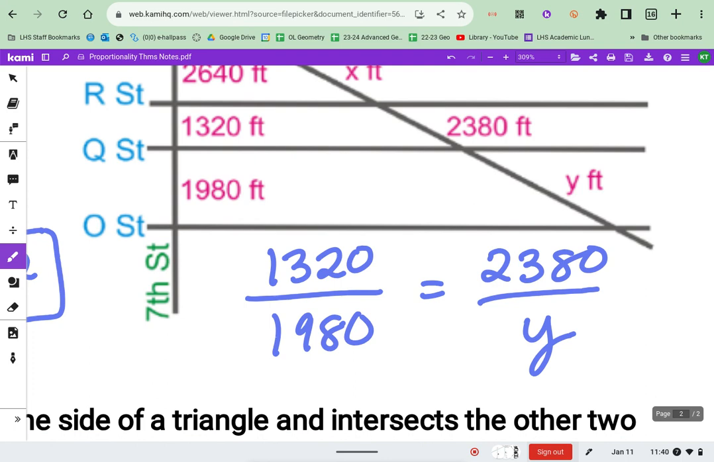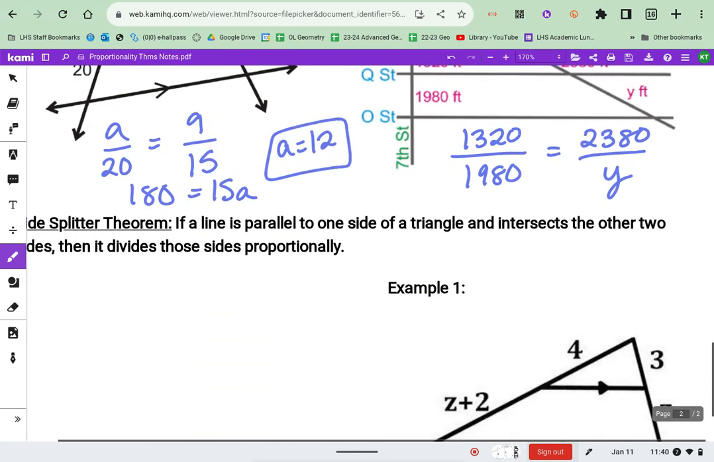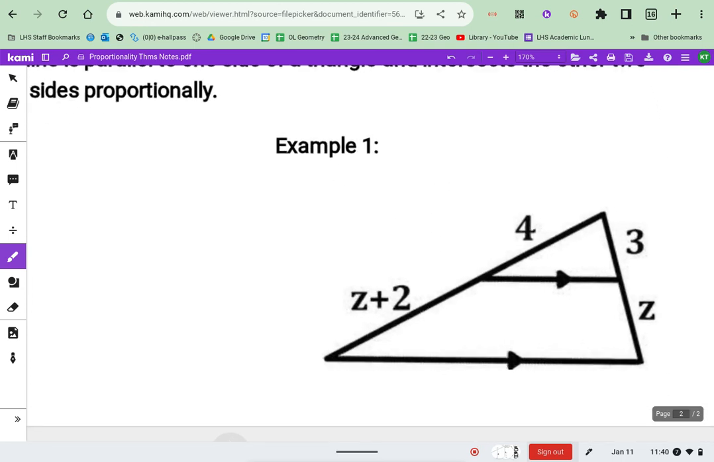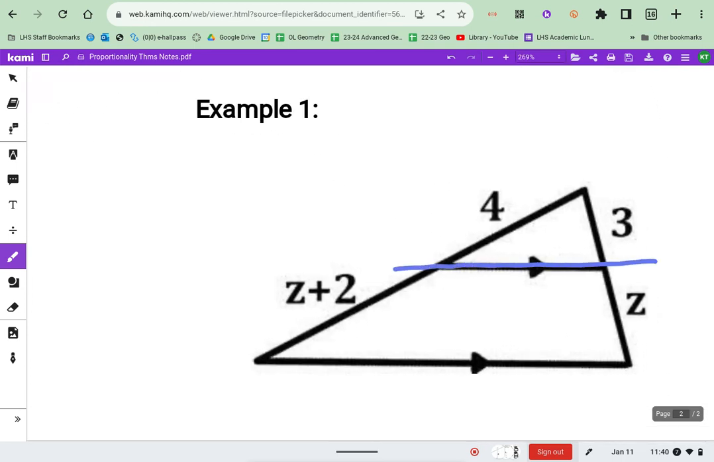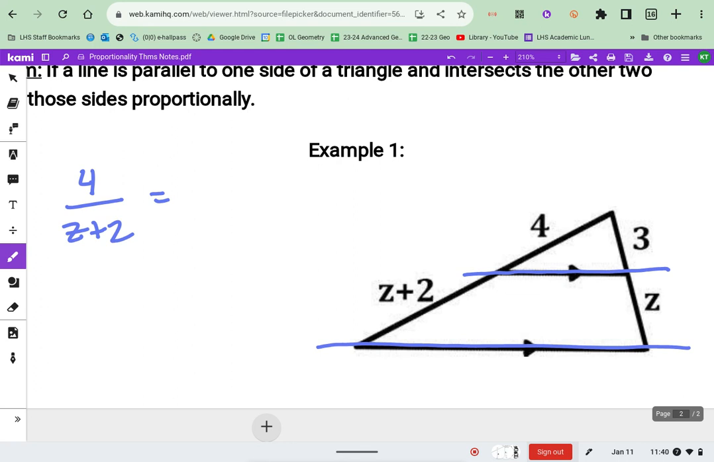Okay, questions on that one? That one has a lot more in the picture to deal with, for sure. All right, so last one. The last one's called the side splitter theorem. To me, it really just seems the same as what we just did, just in a triangle now. Essentially, we've got a line drawn in the triangle that's parallel to the base, and the sides of our triangle are like our transversals that are being cut into proportional pieces. So the side splitter theorem says that 4 over z plus 2 would be proportional to 3 over z. Same thing, top over bottom on the left equals top over bottom on the right.